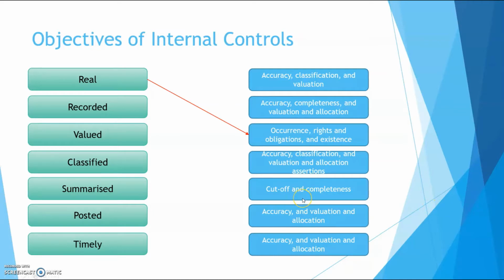How about recorded? Accuracy, completeness, and valuation and allocation. Again, hopefully that makes sense based on the example that I gave explaining those two. Valued: accuracy, valuation and allocation. Classified: accuracy, classification, and valuation.